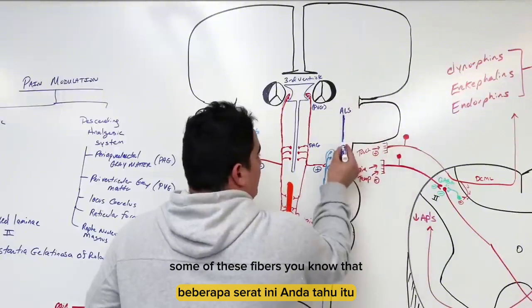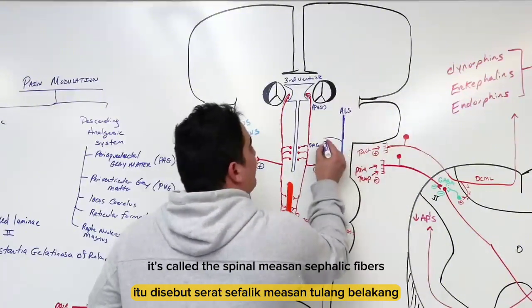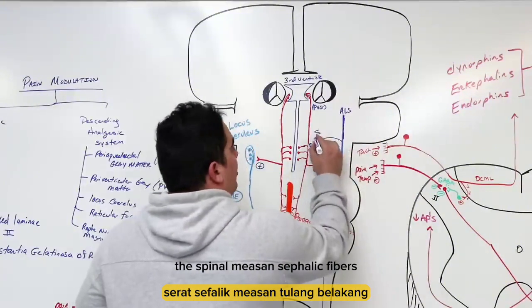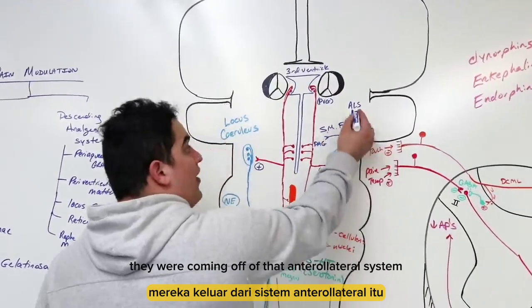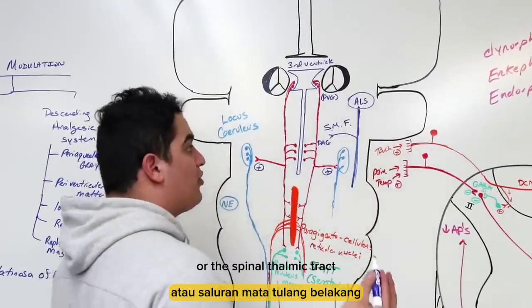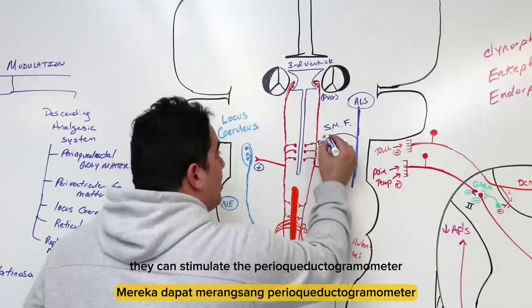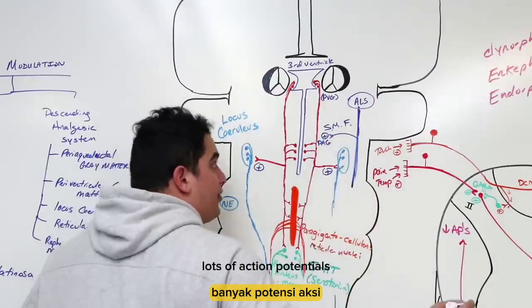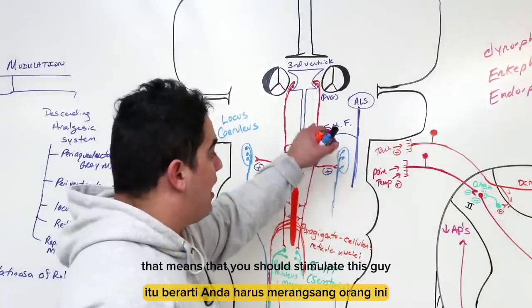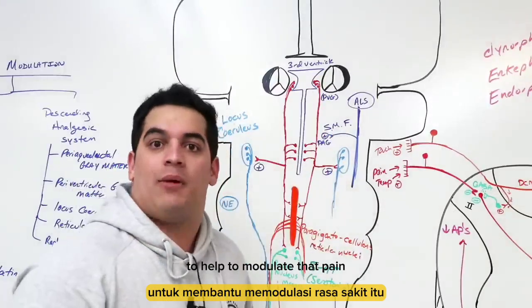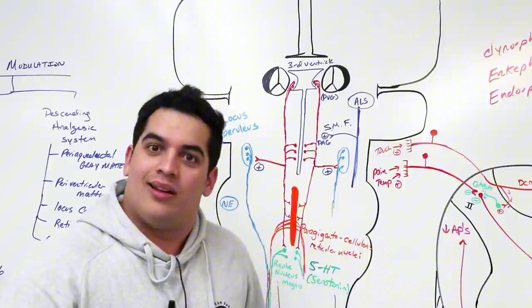Some of these fibers, there's what's called the spino-mesencephalic fibers. The spino-mesencephalic fibers. They were coming off of that anterior lateral system or the spinothalamic tract. They can stimulate the periaqueductal gray matter. So lots of action potentials coming up through this means that there's a lot of pain. So that means that you should stimulate this guy to give descending pathways to help to modulate that pain. And that should make sense.